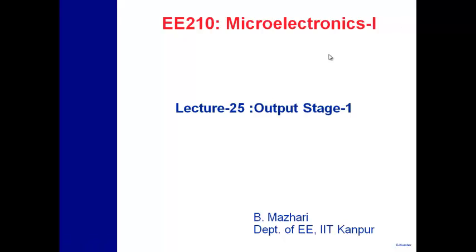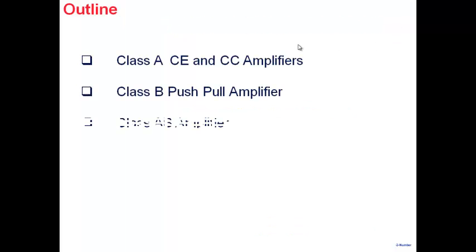Today we'll look at output stages. This is the outline of this lecture and the next one. We'll look at class A, common emitter and common collector amplifiers, class B push-pull amplifier, and class AB amplifier.